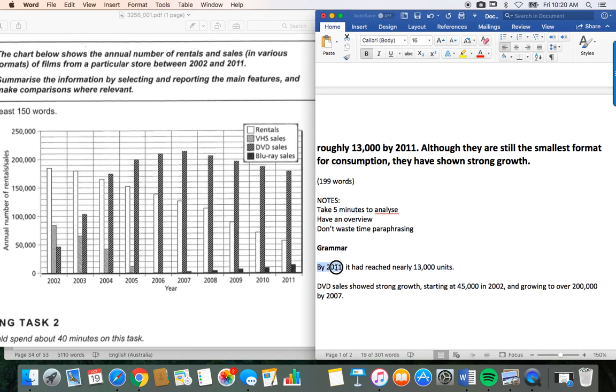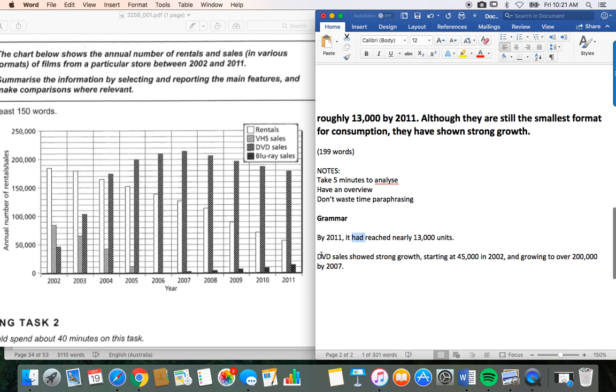Grammar point. By 2011, it had reached nearly 13,000 units. Don't try to be creative with this. By, had, end of discussion. That's it. Don't try to be like, oh, I'm going to use past perfect continuous. Just by, had. And then another grammar point as well. Participle clauses. DVD sales showed strong growth. Okay, that's the trend. And then I use a participle clause for the data, starting at 45,000 and growing to over 200,000 by 2007.